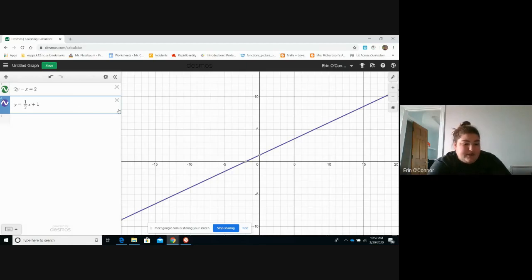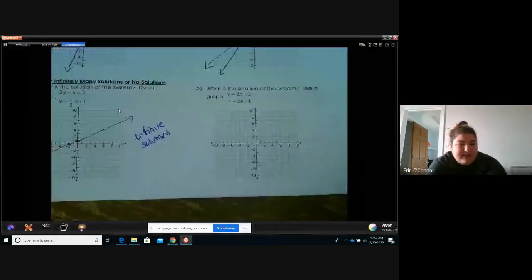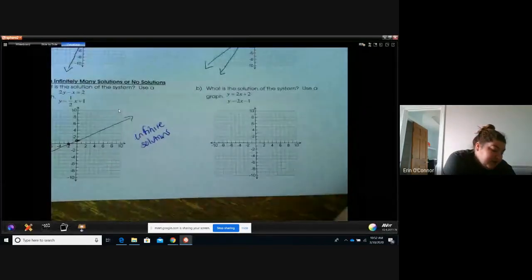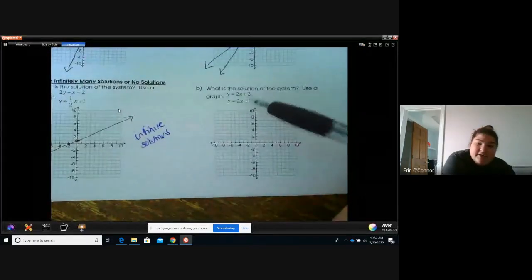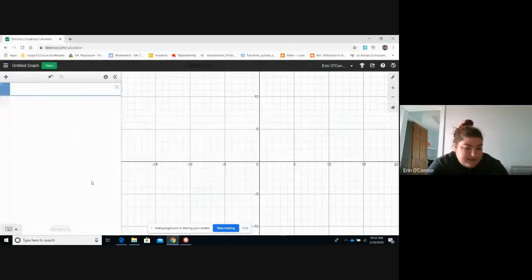All right, we're going to do the next one in Desmos as well. We had infinite solutions for that one. Let's see what happens to the next one. Just so you know, the slopes are the same, but the y-intercepts are different. So we should know what should happen. Let's see if that actually happens.